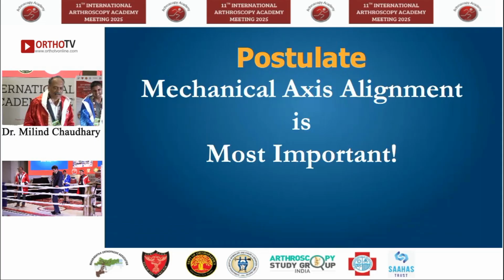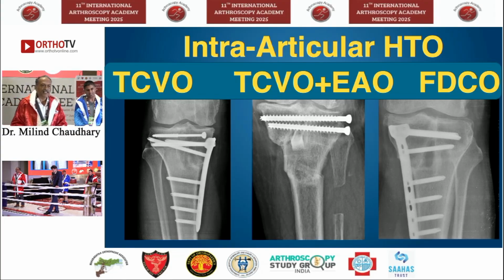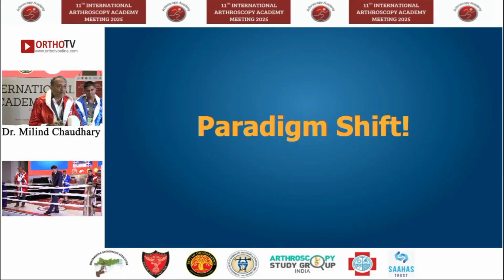All my friends are talking about the extra-articular high tibial osteotomies of various types, where the postulate is that the mechanical axis alignment is the most important. But that's outdated. Alignment, like the location of business literature, is outdated. Now we have the intra-articular high tibial osteotomy, the TCVO, either combined with an opening wedge like Raghu showed today, or the newest one called the FDC, or the focal dome condylar. It's a paradigm shift. Shift your mind, shift your perception.